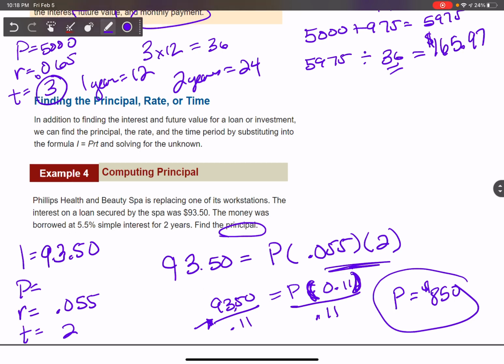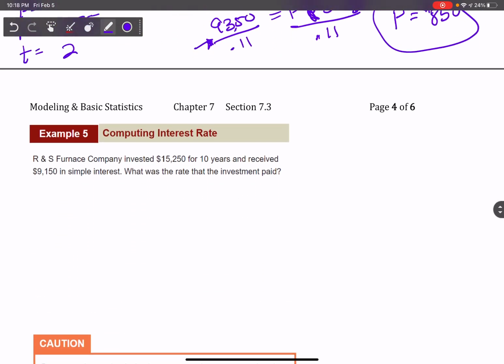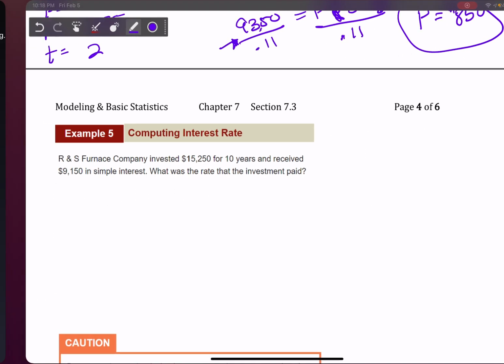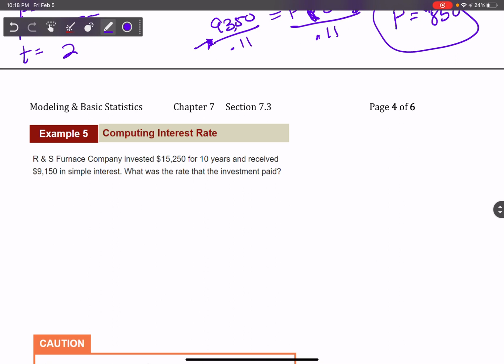All right. The same thing happens when we're missing our interest rate. We're going to go through the same steps, except this time we don't have our rate. It tells us the furnace company invested $15,250 for 10 years and received $9,150 in simple interest. So my interest was $9,150. My principal is what they invested, $15,250. The rate is what we don't know, and the time is 10.